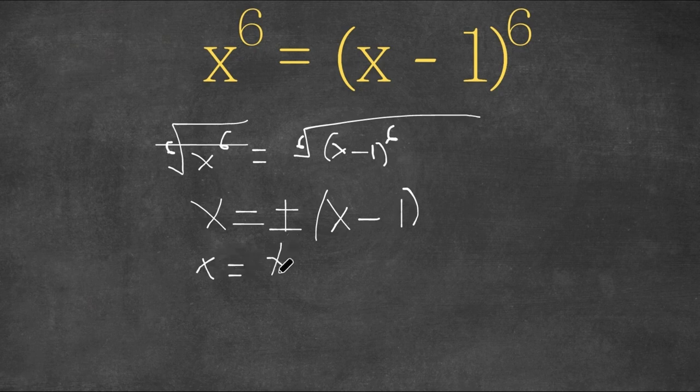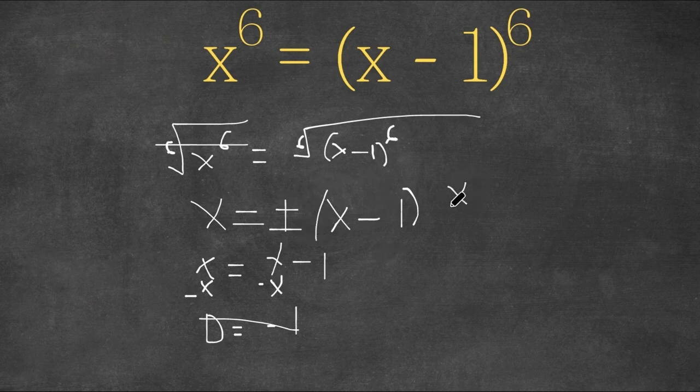And now if we subtract x on both sides for this, we get 0 equals negative 1. And this is actually a false equation, meaning this wouldn't work. X can't equal x minus 1. So we can't use the positive version. So now let's try the negative version.